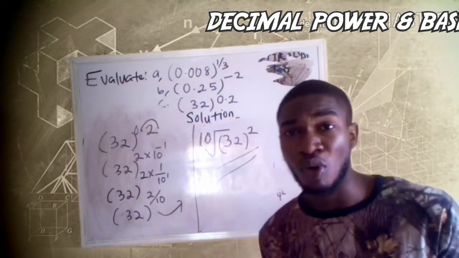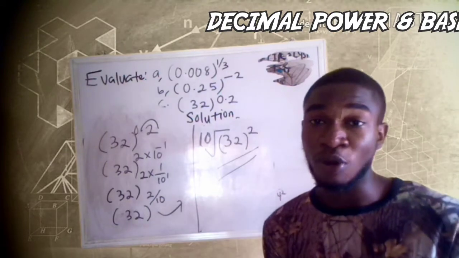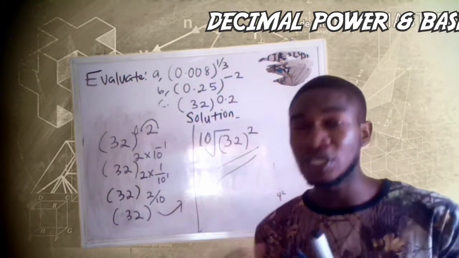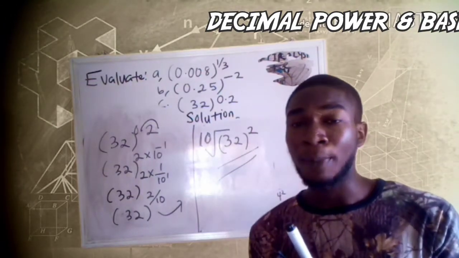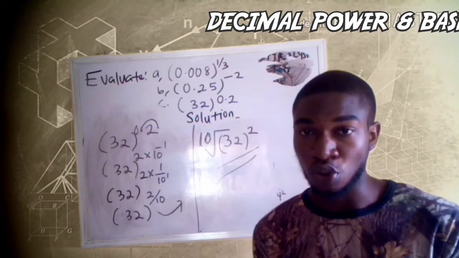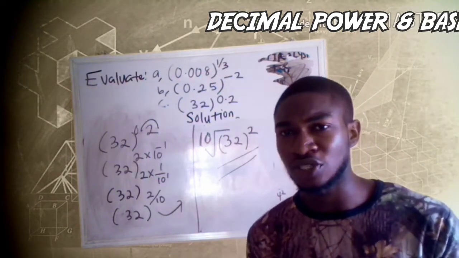So this is just what we have to do for decimal, power, and base. When you have your decimal as the power or as the base, just apply your standard form and change the decimal to fraction, and then you solve and get your final answer. So that is just the step for this.